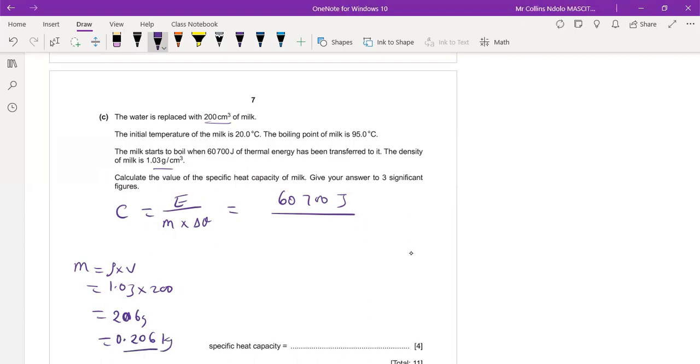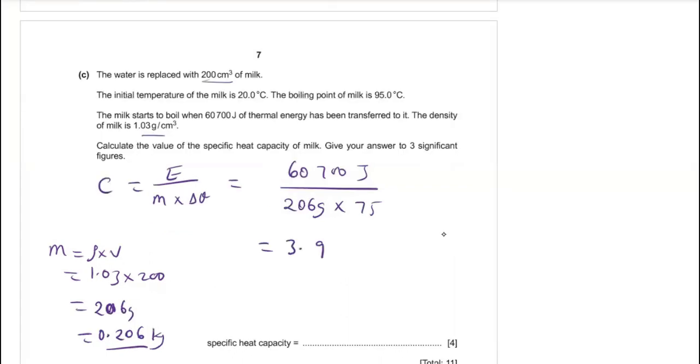which is equivalent to 0.206 kilograms. If I use 206 grams, then that's how we put our answer: 60,700 over 206 times the change in temperature, that is from 20 to 95. The change in temperature will be 75. So the answer will be 3.93 joules per gram per degree Celsius. Or in other words, you can put a bracket like this, so that you remove the per. So joules per gram per degree Celsius.